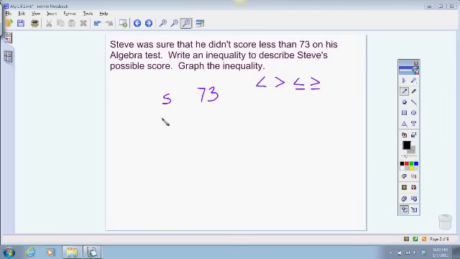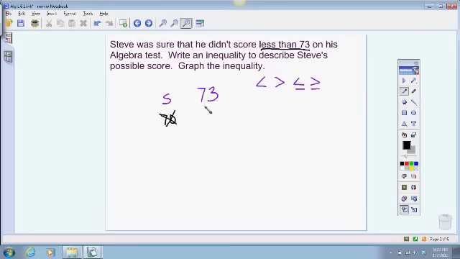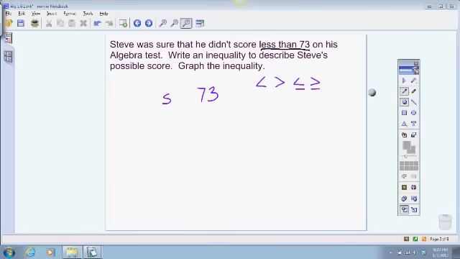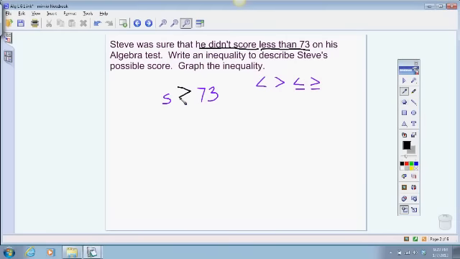Let's say Steve got a 70 on his test. Does that make sense? If he's sure he didn't score less than 73, well, then he couldn't have scored 70. He's got to score more than 73. So even though they throw that word less than out here, they also have this, he didn't score less than. So that means he had to score greater than 73.